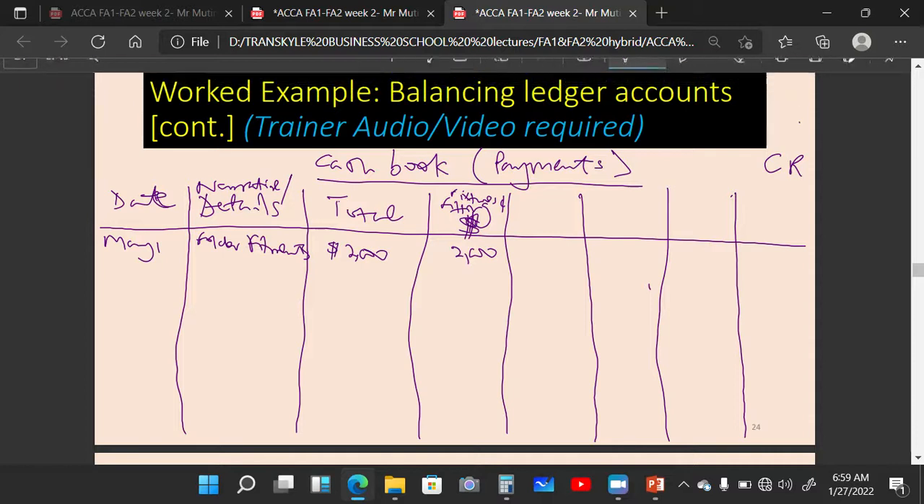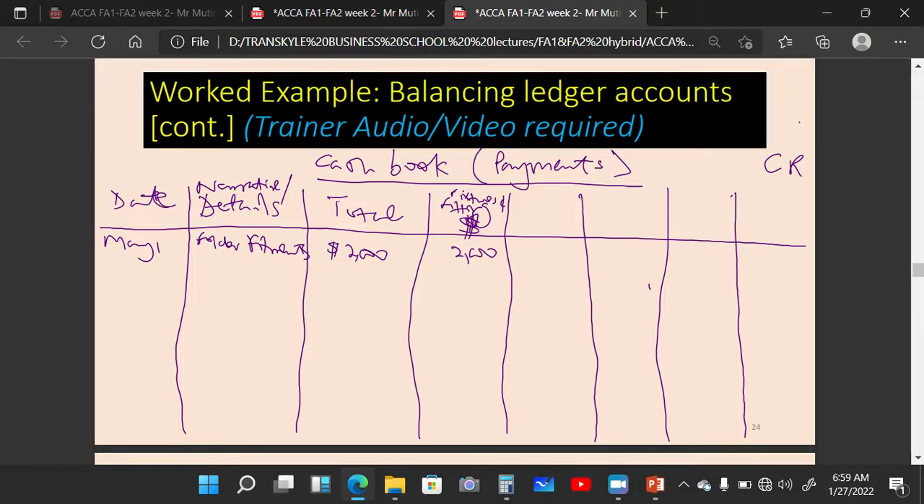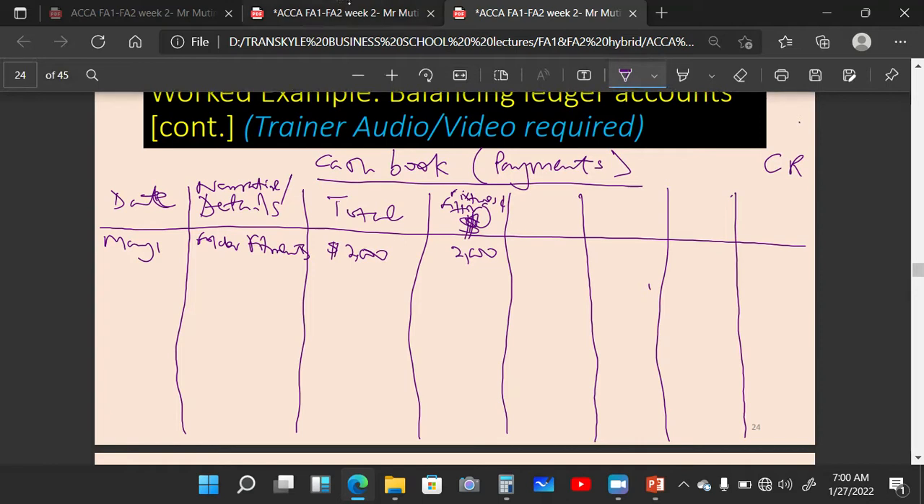Because what we received from Folder Fitments was not cash. We received fixtures and fittings, and these are not going to be recorded on the debit side. They're recorded somewhere else. You'll understand as we go. So let's read again what happened on the following day.